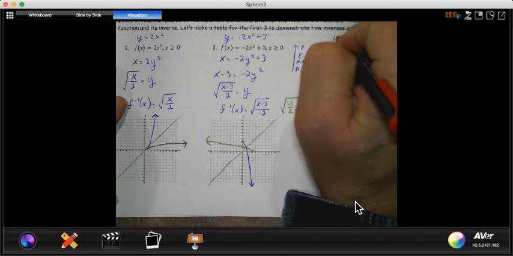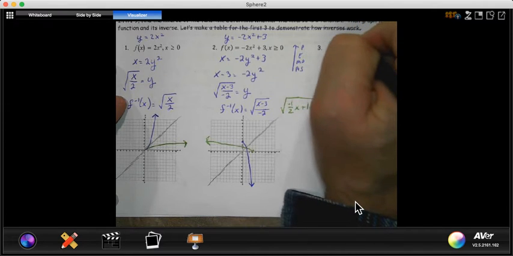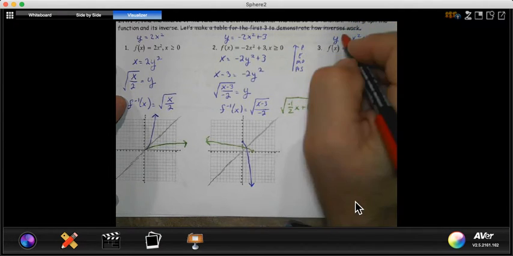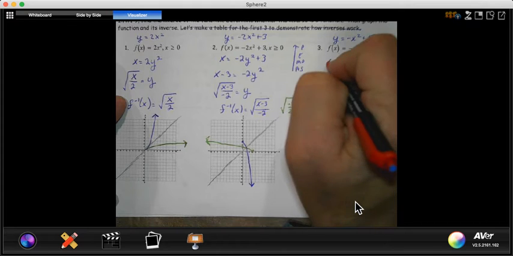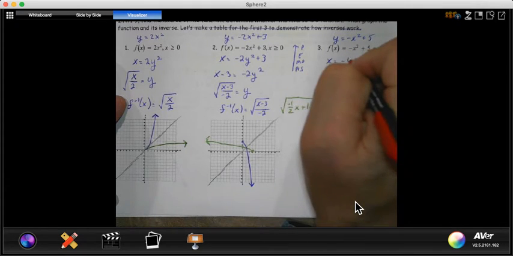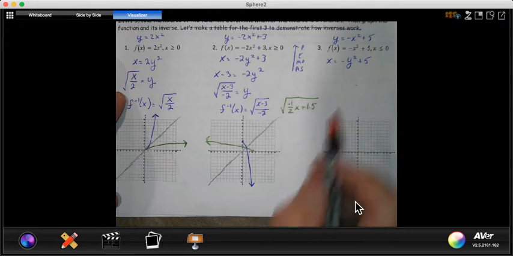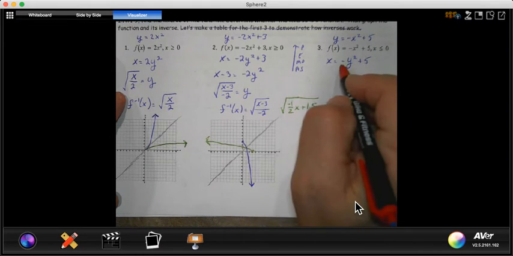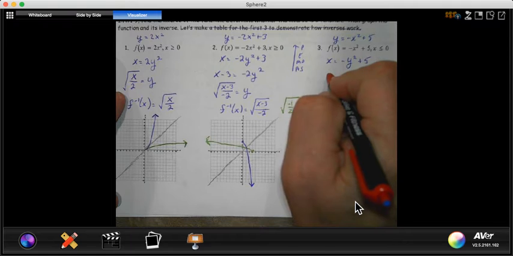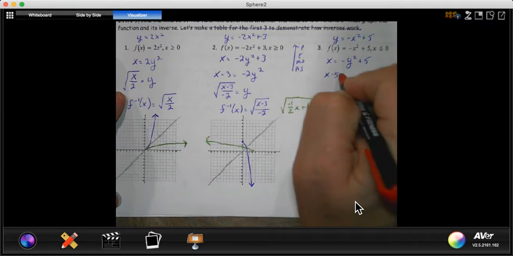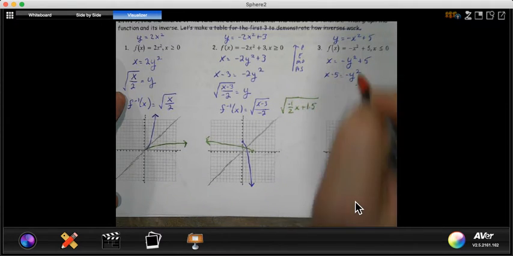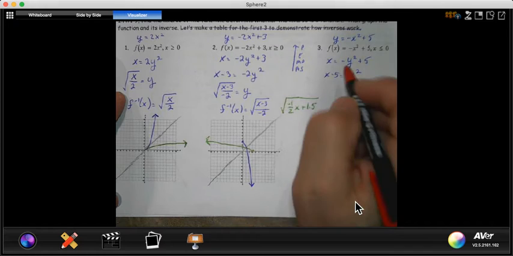Replace the f of x with y, so y equals negative x squared plus 5. Switch the x and the y, so x equals negative y squared plus 5. So I see minus 5, and then divide by negative 1. So x minus 5 is equal to negative y squared. Now I'm going to divide by negative 1.